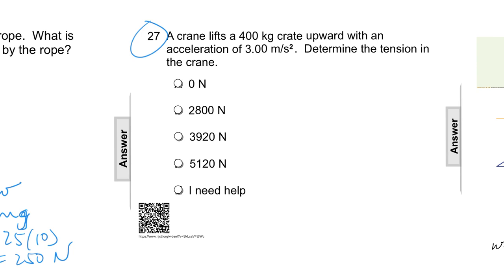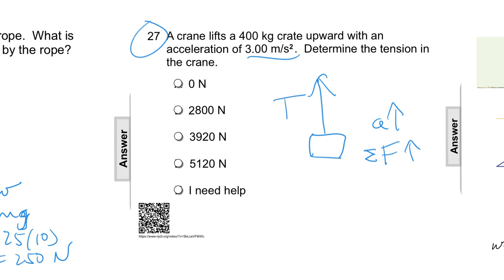Okay, how about this one? A crane lifts. So I'm lifting this up. The acceleration is upward, 3.0. Now, if the acceleration is upward, I know the F net is upward because they always are in the same direction. So the tension is going to be bigger than the weight. F net is equal to ma, yes, but it's a bigger force minus a smaller force.